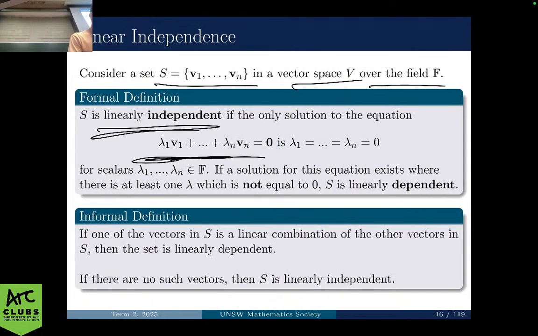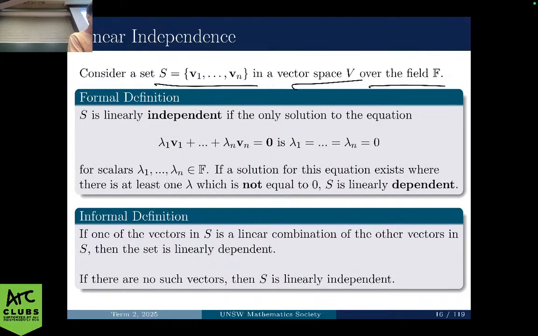plus lambda 2 v2, lambda 3 v3, all the way to lambda n vn equals the 0 vector has only one solution, and that only solution is when all of the constants, or the coefficients, sorry, are all equal to 0. If this is the case, then we say this set S entirely is linearly independent.